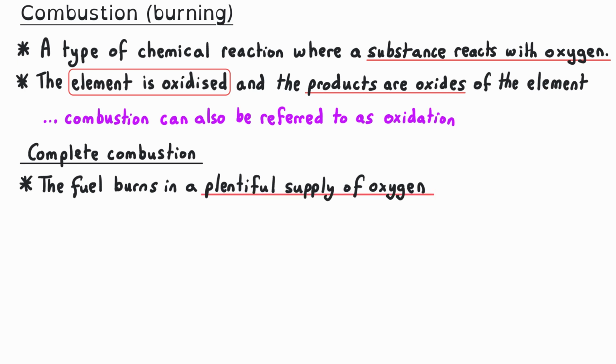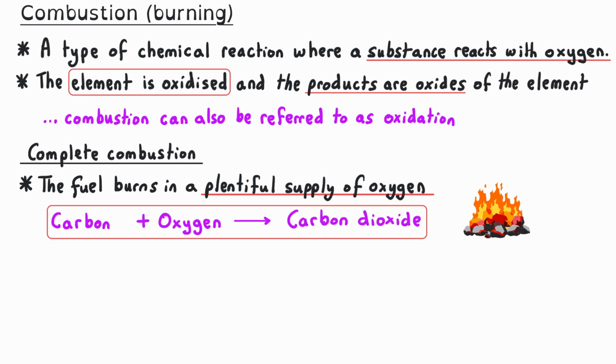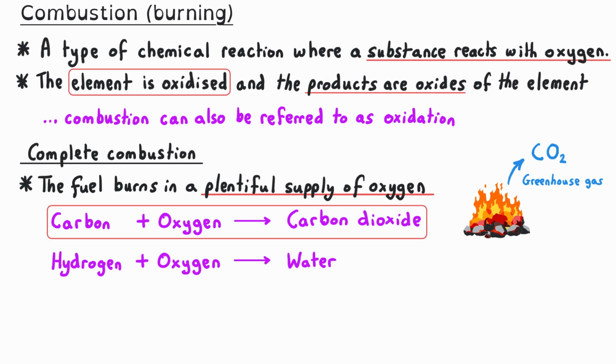If a fuel is made up mostly of carbon, which is the case, for instance, with coal, the main chemical reaction will be carbon reacting with oxygen to produce carbon dioxide gas. And carbon dioxide gas, as we know, is a greenhouse gas. I explain greenhouse gases in depth in a separate video. If the fuel contains the element hydrogen, the chemical reaction will be hydrogen reacting with oxygen to produce water, which is not considered to be a pollutant.